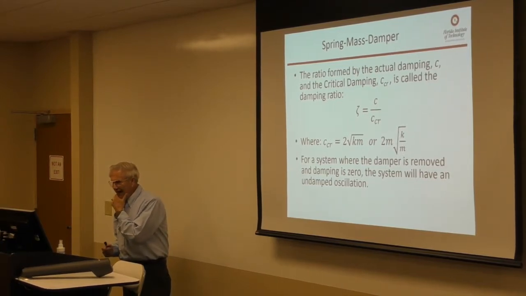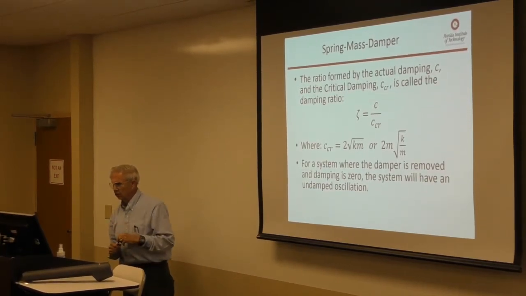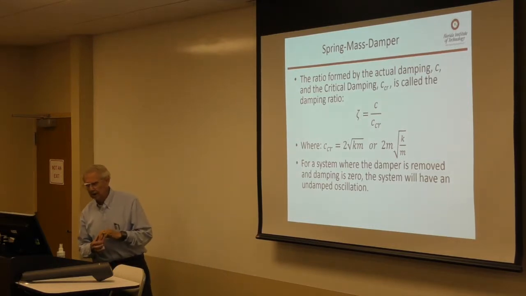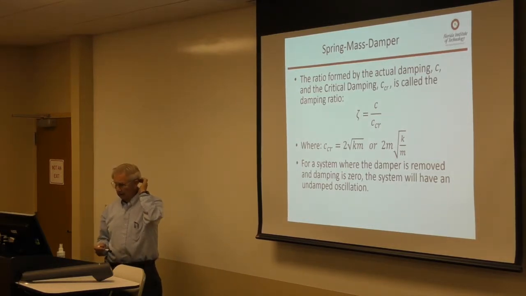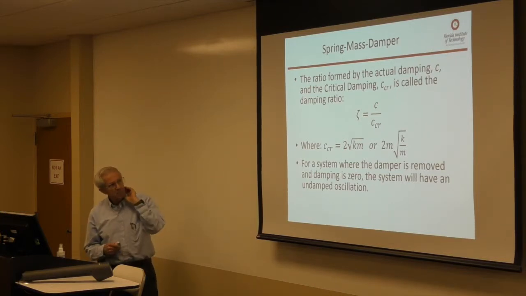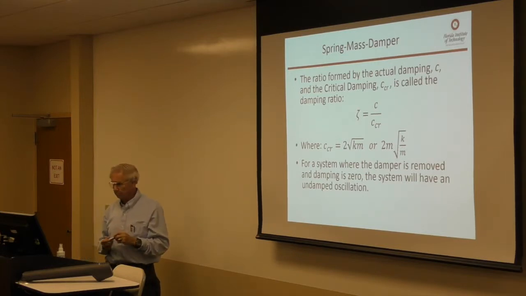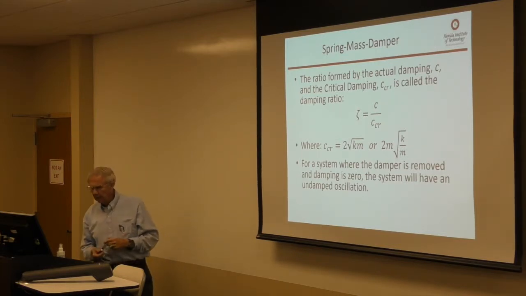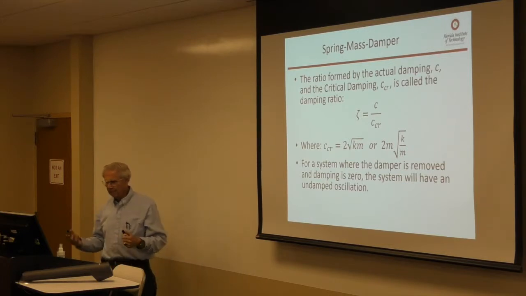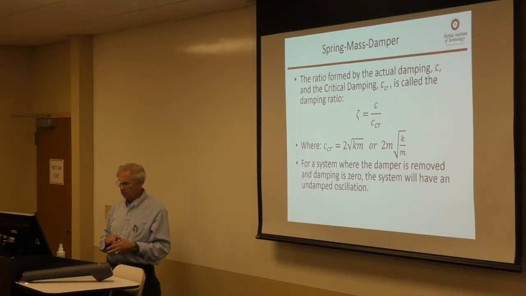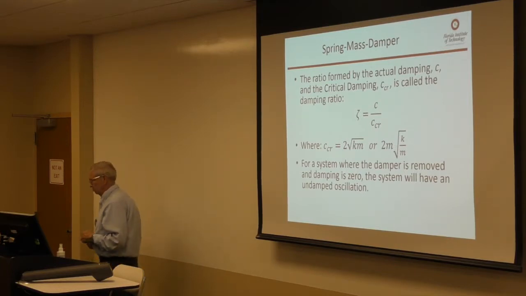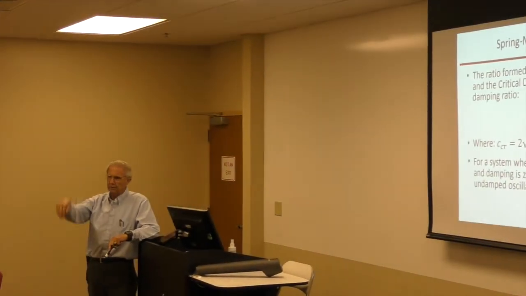The ratio formed by the actual damping and the critical damping is called the damping ratio. And of course, the critical damping is 2 times the square root of K times the mass, or 2m times the square root of K over the mass. And for a system where the damper is removed and the damping is 0, the system will have an undamped oscillation. Okay, so the Cessna 310 in climb had an undamped oscillation. It would just sit there and continue to go.